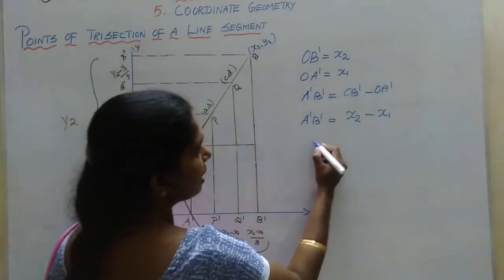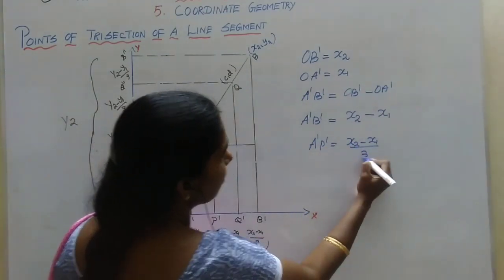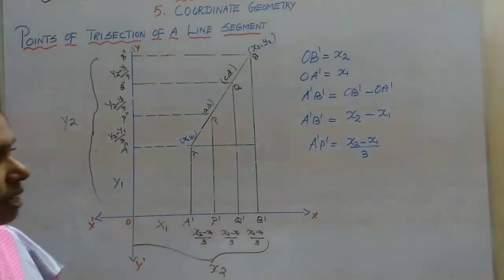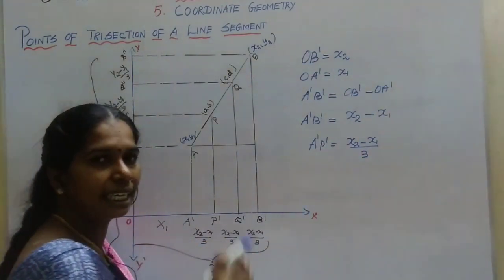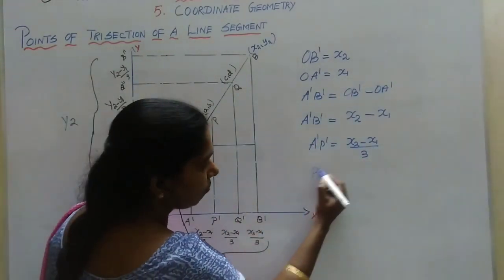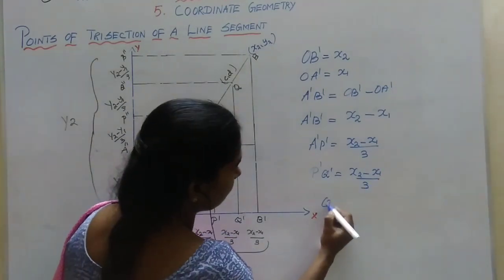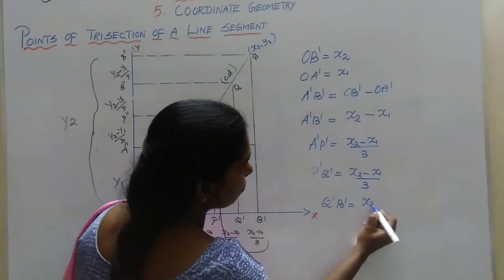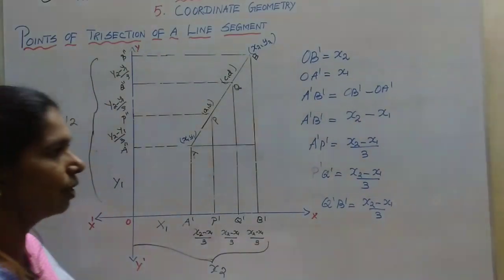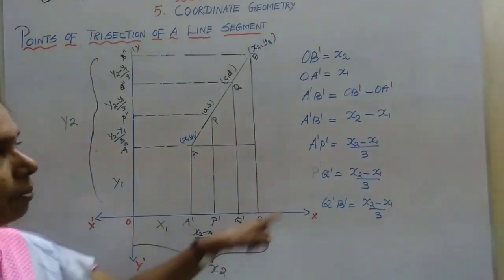So the length of A dash P dash is X2 minus X1 by 3, because here we are dividing A dash B dash into trisegments. Tri means 3, so we divide the full length into 3 parts. Next, P dash Q dash also X2 minus X1 by 3. Next, Q dash B dash also X2 minus X1 by 3. If you add all of them, you get A dash B dash equal to X2 minus X1.